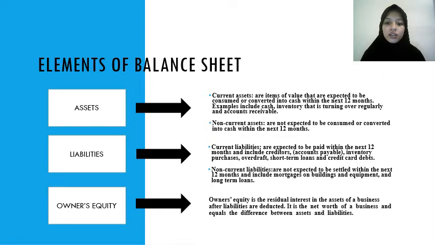Liability. There are current liabilities and non-current liabilities. Current liabilities are expected to be paid within the next 12 months and include creditors, accounts payable, inventory purchase, overdraft, short-term loans, and credit card debts. And then non-current liabilities are not expected to be settled within the next 12 months and include mortgage on building and equipment and long-term loans. And then owner's equity. Owner's equity is the residual interest in the assets of a business after liabilities are deducted. It is the net worth of a business and equals the difference between assets and liabilities.